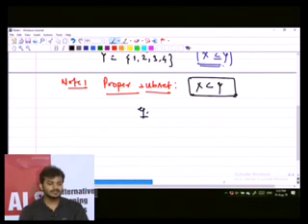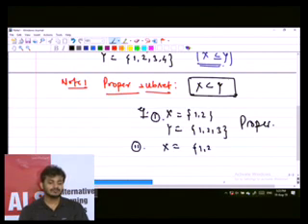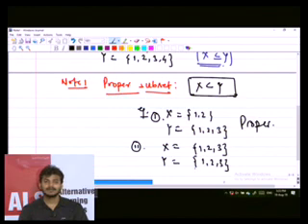For example, let's say X is {1, 2} and Y is {1, 2, 3}. So this is a proper subset. But in the second example, suppose X is {1, 2, 3} and Y is {1, 2, 3}. Now X equals Y, so this is not a proper subset. This is an equal set.